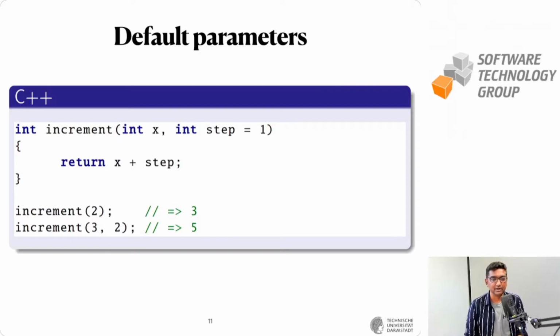Here, invoking increment with simply 2 just increments it by 1. It takes in the default value of step, performs the addition and then returns the value. You can override the default value by providing a normal invocation like we saw before, providing both the values in order. Saying increment 3, 2 results in 3 plus 2, which is 5.